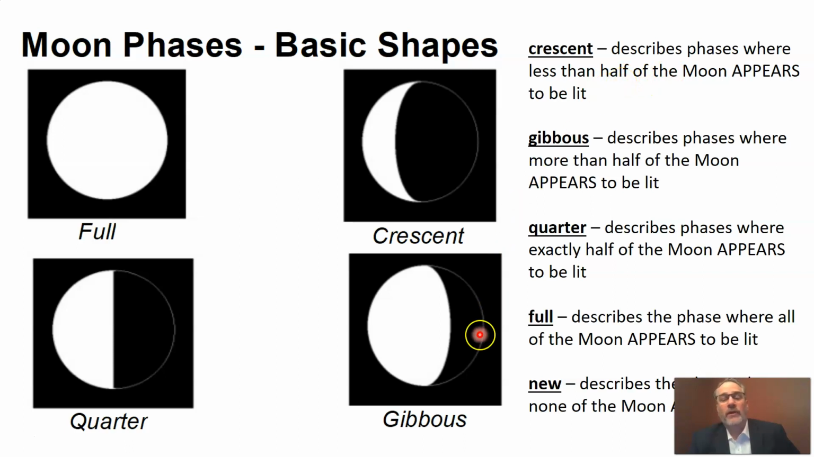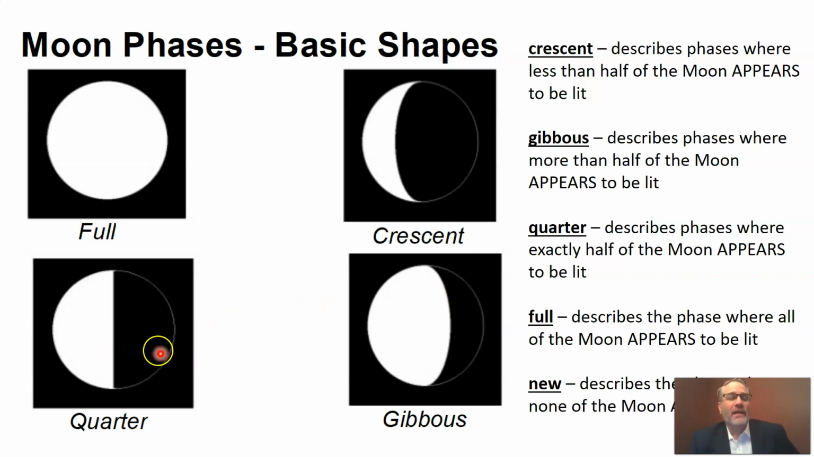The next one I want us to look at is gibbous. With gibbous, more than half of the moon appears to be lit. So with a crescent, less than half of the moon appears to be lit, and with gibbous, more than half of the moon appears to be lit. These are two basic shapes of the moon that we can use when we're describing those moon phases.